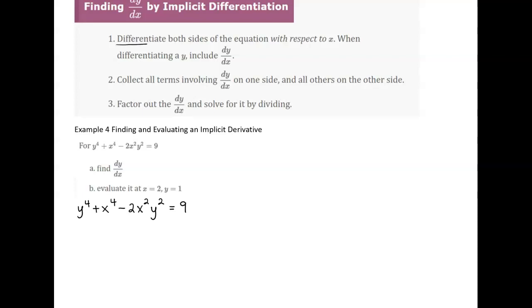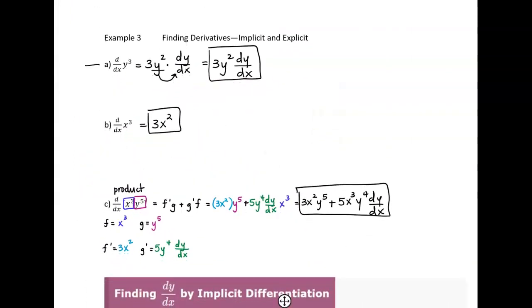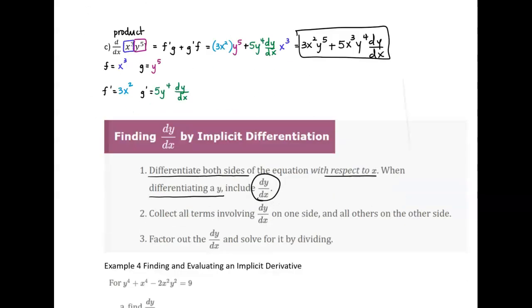Step 1 tells us to differentiate both sides of the equation with respect to x. When differentiating a y, include dy/dx. And we've already known that. We've seen that happen before. For instance, in example 3a, when we had a y show up, we did get a dy/dx. In example 3b, there's no y, there's no dy/dx.